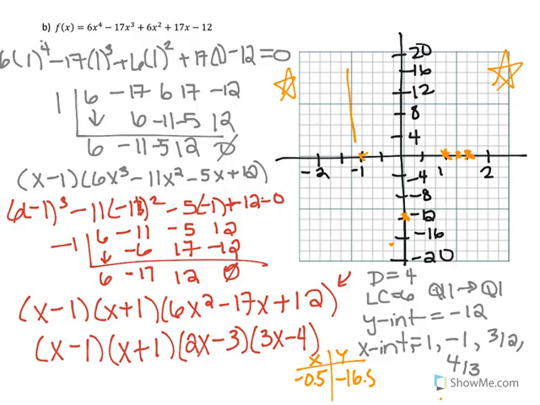So our graph goes up, down, bump, bump, bump, and then up again. So there's our sketch. It's fairly accurate. It is not perfect. Remember, it is a sketch.